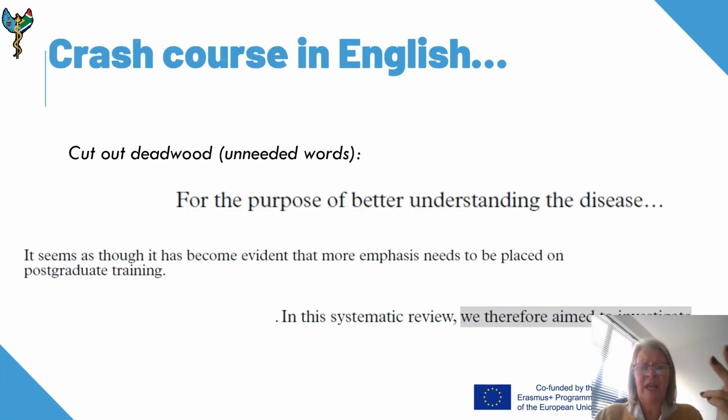"It seems as though it has become evident." It's very wishy-washy. It has or has not. And again, here's another one. "In the systematic review, we therefore aim to investigate something." No, we investigated something. That's it. That title is a systematic review, so just keep it simple. Also, the first sentence, "for the purpose of better understanding the disease," you can say, "to understand the progression of diabetes in adolescents, we did something or another," for example. All that "for the purpose of better" is just too wordy.